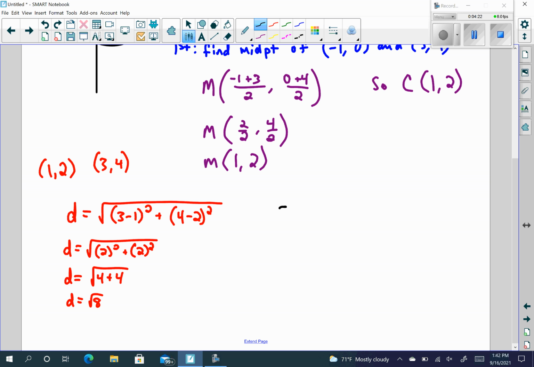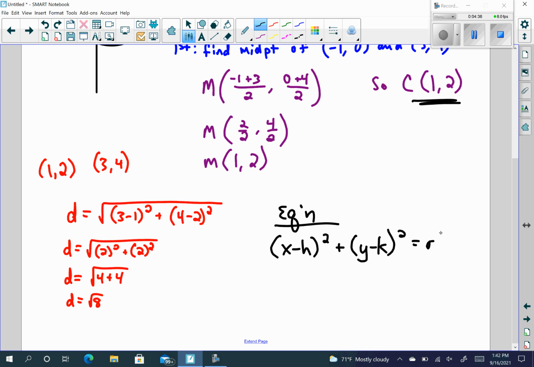So then our equation is going to be, here's our center, x minus h. I'll fill this in the next step. I just want to write it out generally first, times or plus the quantity of y minus k squared is going to equal r squared.